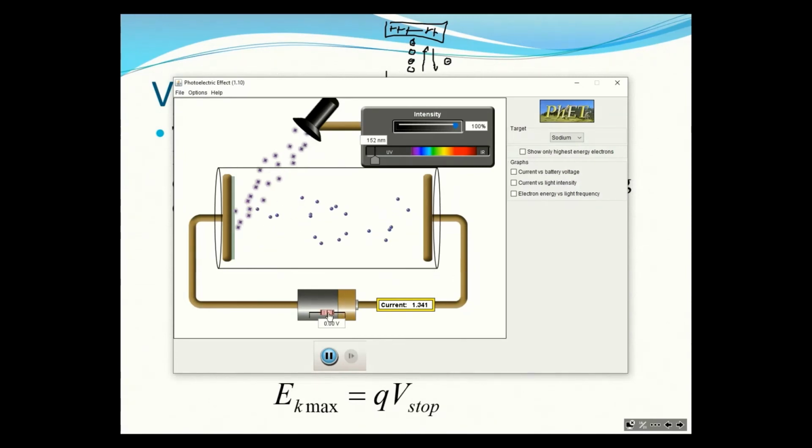All you need to do to create a back voltage is hook a battery up to your plates. It might be hard to see, but this side is positive, this side is negative, and let's lower the number of electrons so you can see it a little better. You can see that they release this way and then go backwards. So if you applied the right voltage, you could actually get those electrons to stop. Let's show only the highest energy ones. So I can get it to stop.